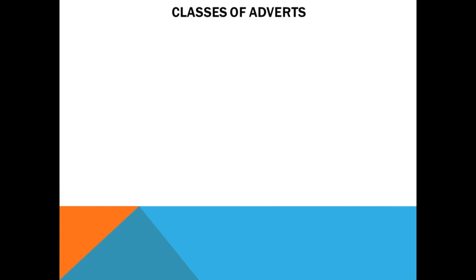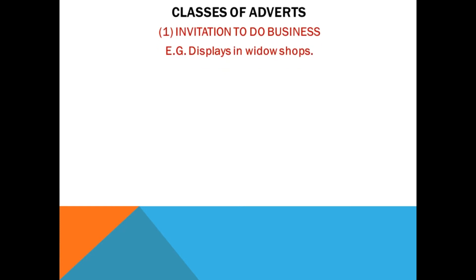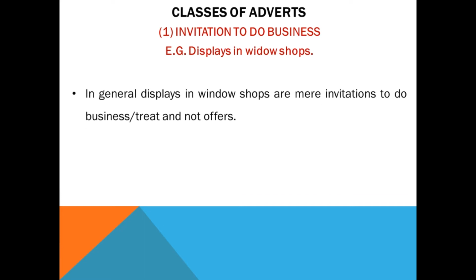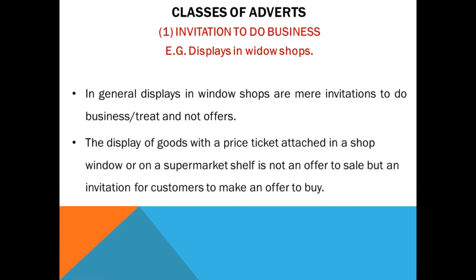Now let us look at the classes of adverts we have. The first one is the invitation to do business. For example, displays in window shops. In general, displays in window shops are mere invitations to do business and not offers. They are invitations to treat. The display of goods with a price ticket attached in a shop window or on a supermarket shelf is not an offer to sell, but an invitation for customers to make an offer to buy.